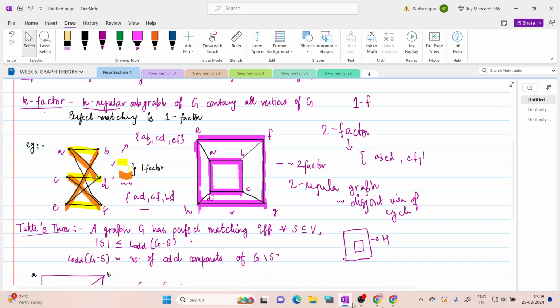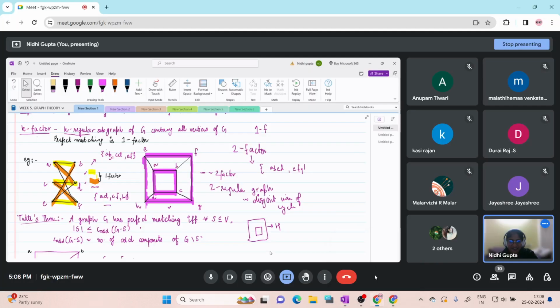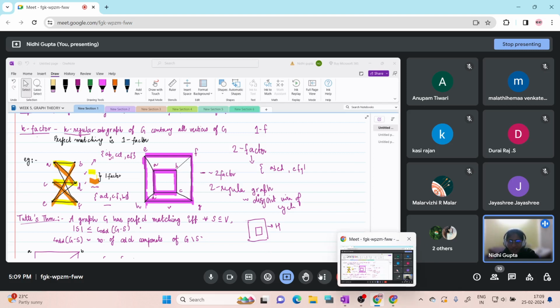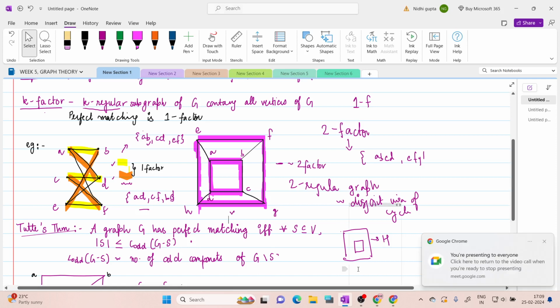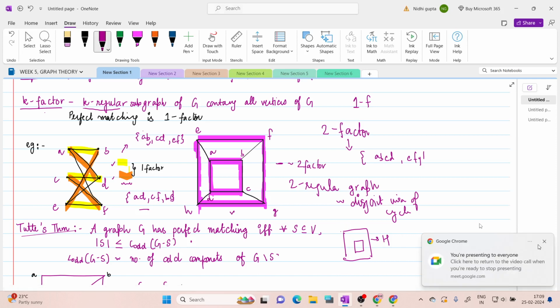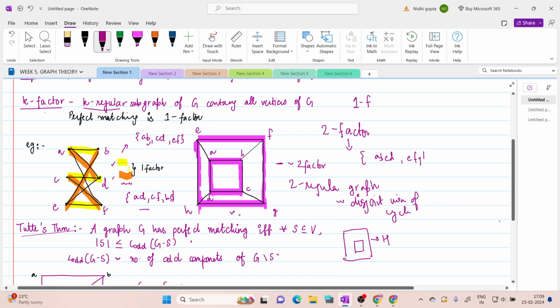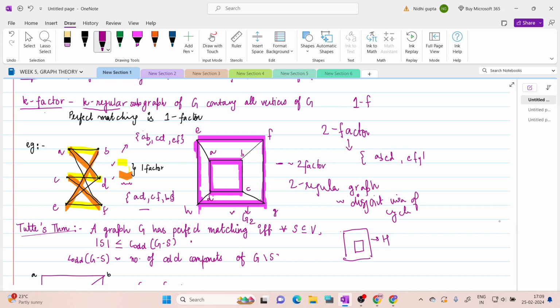Does everyone understand what we mean by k factor? Are there any doubts in the definition of k factor or two factor? If not, in the second example, can you give me some other example of a two factor? Other than H, can you give me another two factor in this graph G2? No, madam. Why?